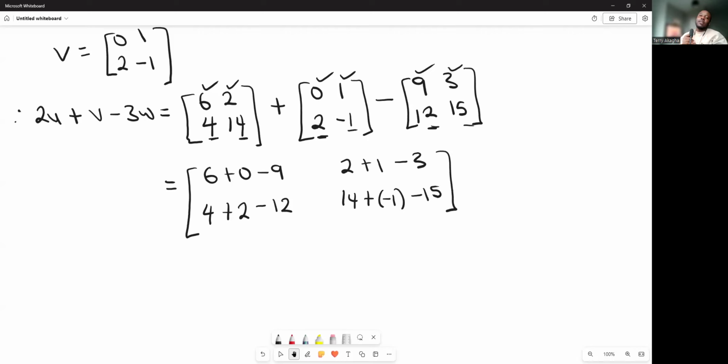So if you look at this now, you will see that because it's addition and subtraction, I can do all at the same time. And so at this point now, you can just press this in your calculator if you're not very conversant with the signs. So 6 plus 0 minus 9, that will give you minus 3, okay? 2 plus 1 is 3. 3 minus 3 will give you what? 0. 4 plus 2 is 6. 6 minus 12 will give you minus 6.